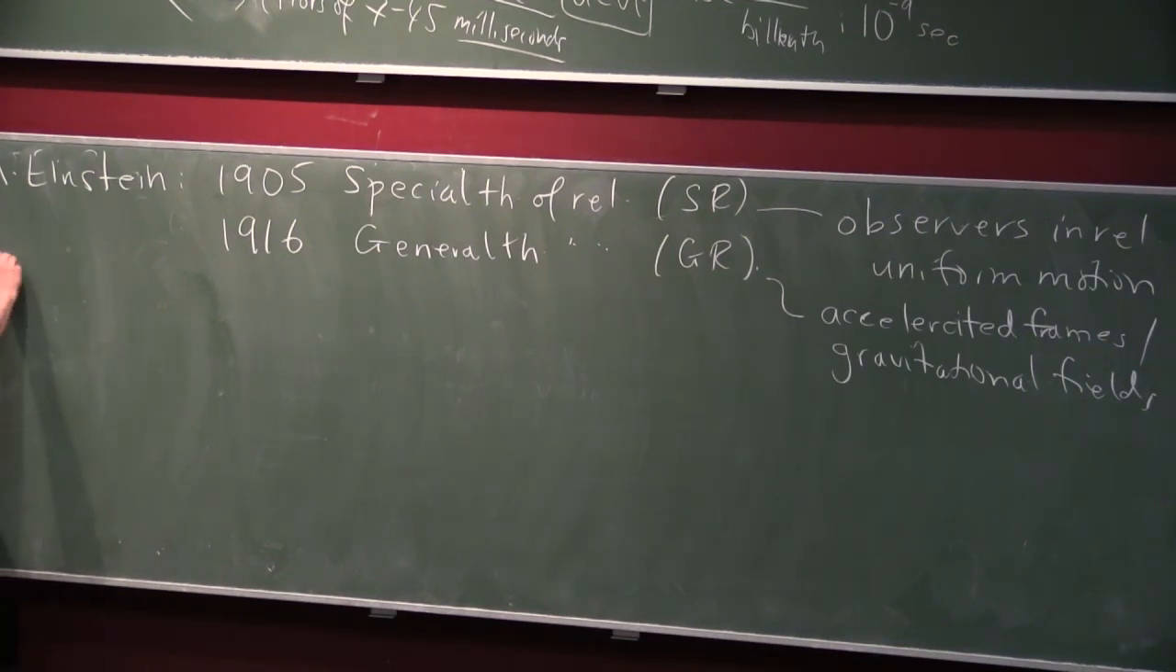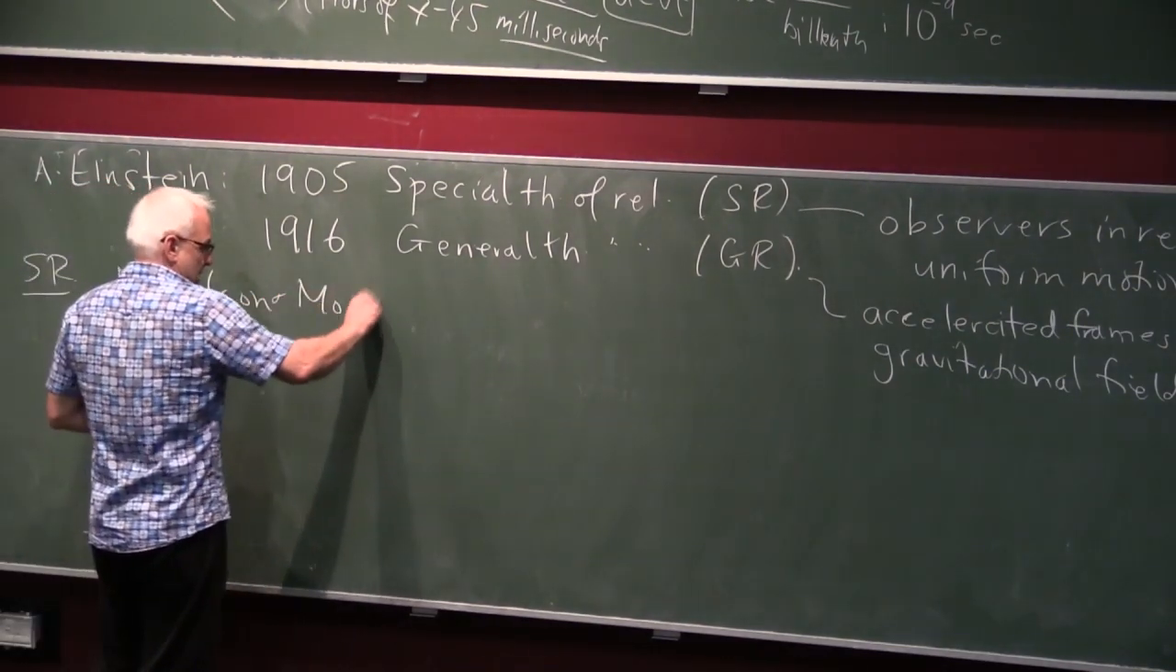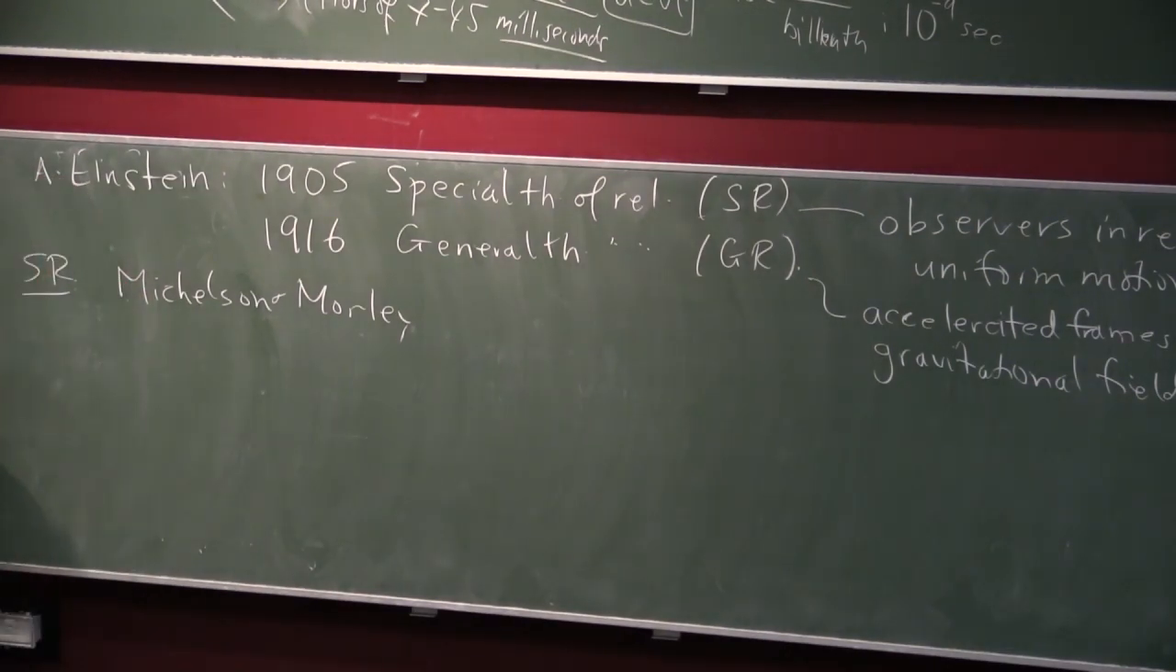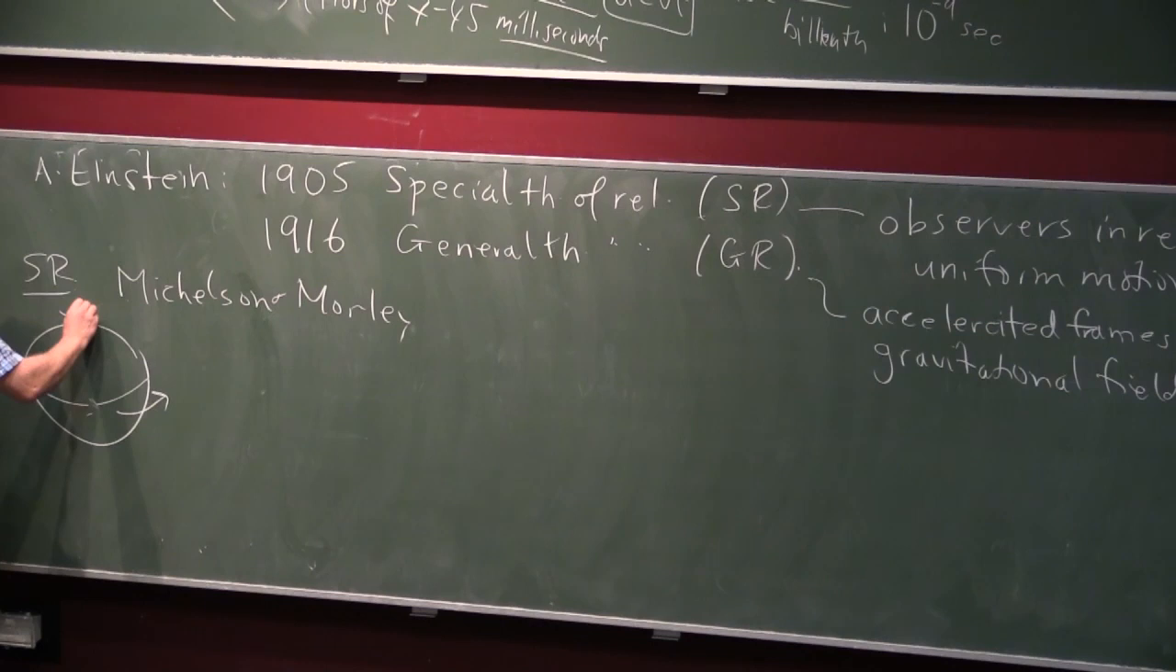So the special theory really started with a key experiment. It was an experiment of Michelson and Morley around the turn of the 20th century. You have the Earth, there it is, and it's spinning, of course, around its axis, and they're interested in the speed of light. How fast is the speed of light? It's 300,000 kilometers per second. So they said, let's try to measure the speed of light in two different directions. Let's measure it going this way, and let's measure it going this way.